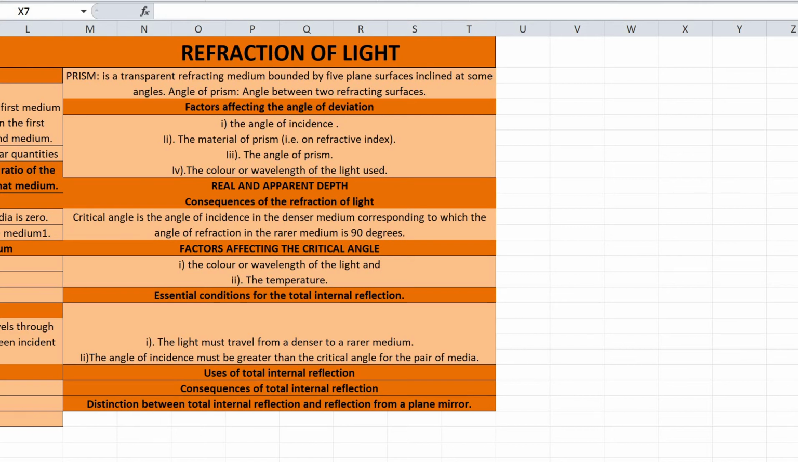Now the effect of temperature. On increasing the temperature of the medium, its refractive index decreases. So the critical angle for that pair of media increases. Thus, the critical angle increases with an increase in temperature.